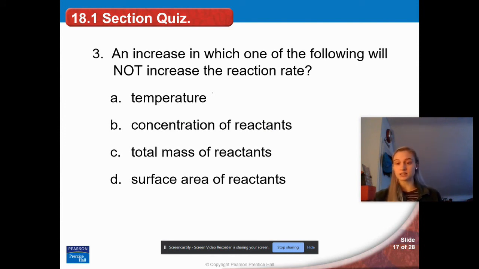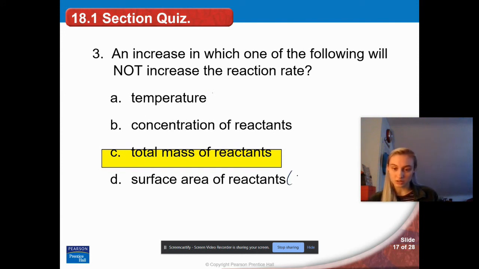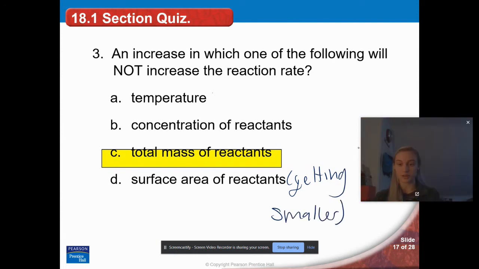Surface area of reactants: when you have a smaller particle, you have a smaller surface area, and what did I say about smaller particles? It's easier to change, so your reaction will happen faster if you have smaller particles. But what I did not talk about was mass. Mass has really not much to do with it, so mass is definitely not it. And that is correct, because an increase in temperature, an increase in concentration, and an increase of the surface area, which means getting smaller, will all increase the reaction rate.